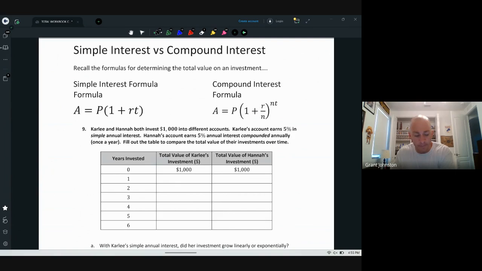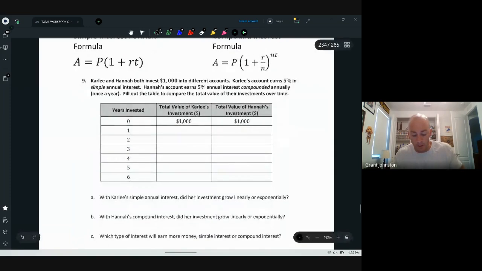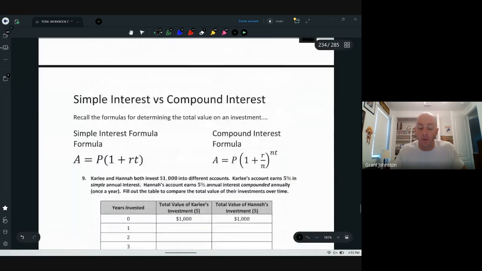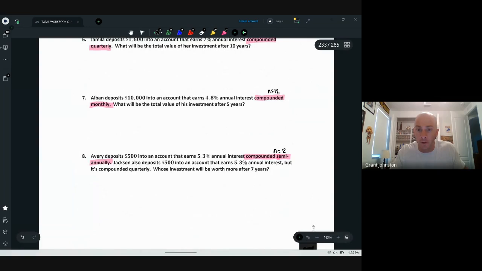So basically, for Carly's investment, you're going to be using the simple interest formula, and for Hannah's, you're going to be using the compounded formula. Okay, so I'm going to let you try that one. Let me see, I'll let you play around with that one. Okay, but I'll let you do the rest.